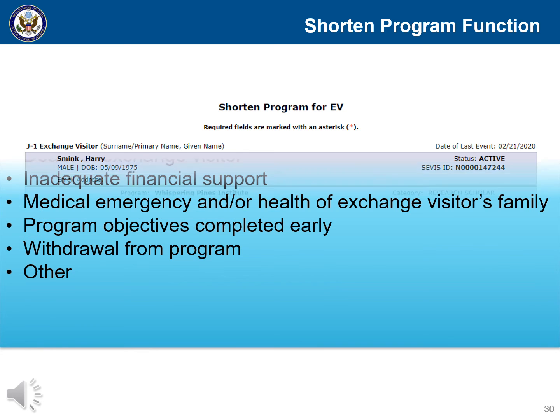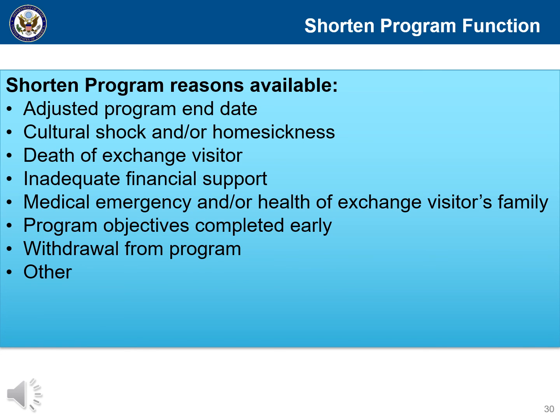The Shorten Program reasons that are available from the drop-down menu are: adjusted program end date, cultural shock and/or homesickness, death of exchange visitor, inadequate financial support, medical emergency and/or health of exchange visitor's family, program objectives completed early, withdrawal from program, and other.